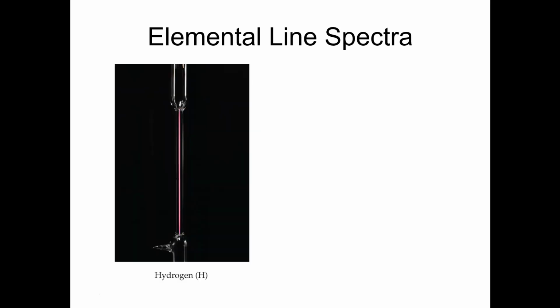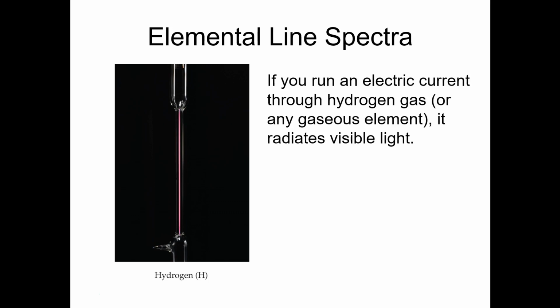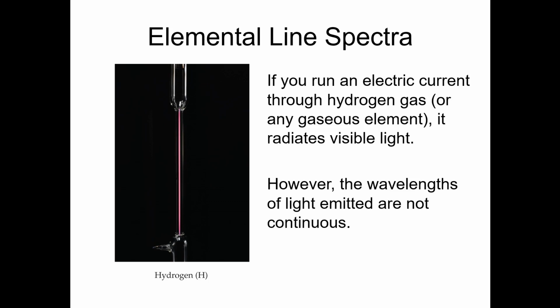Okay, so now let's talk about how all this relates to the electronic structure of an atom. It was noted back in the early 20th century, or even before that, that if you run an electric current through hydrogen gas or any element that's in an evacuated tube, so that it's in its gaseous state, it will radiate visible light, but it does not radiate a continuous spectrum of visible light.